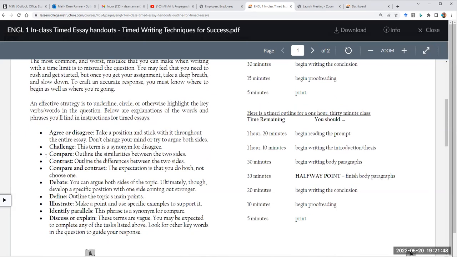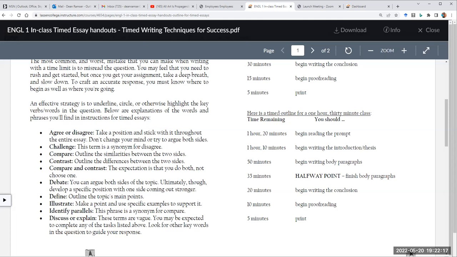Is it asking you to agree or disagree, challenge, compare and contrast? Those three things: compare is one thing, contrast is something else, and compare and contrast is something totally different. When you're comparing, you're just outlining the similarities. When you're contrasting, you're looking at the differences. When you're doing both, you're looking at the similarities and the differences, but make sure you don't use the words similarity or differences more than once.